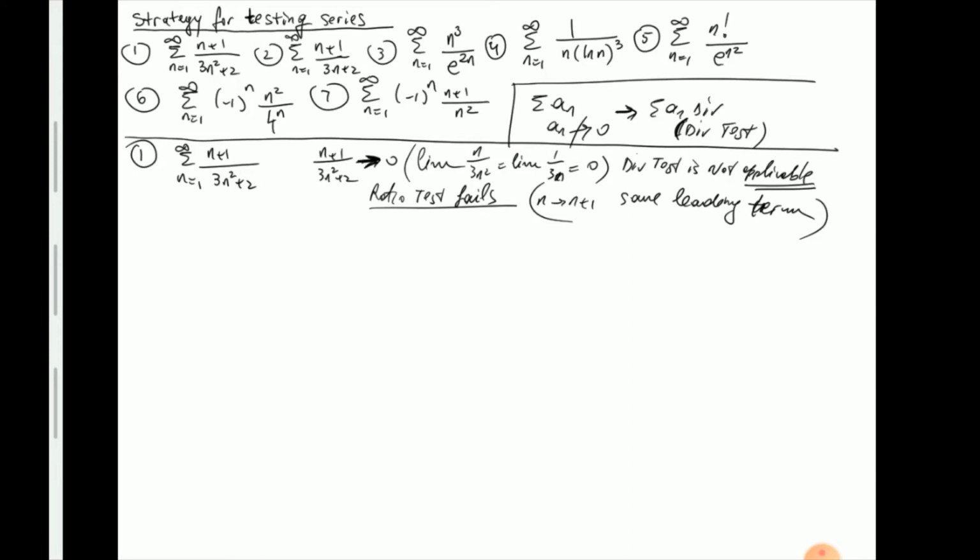Then comparison test could be tricky. Limit comparison test usually works most of the time. And in the limit comparison test, and I hope you have the test in front of you, you have to pick a different series to compare with the original one. So the comparison series, make it to contain the leading terms with respect to n. So in other words, in this case, summation of 1 over n.